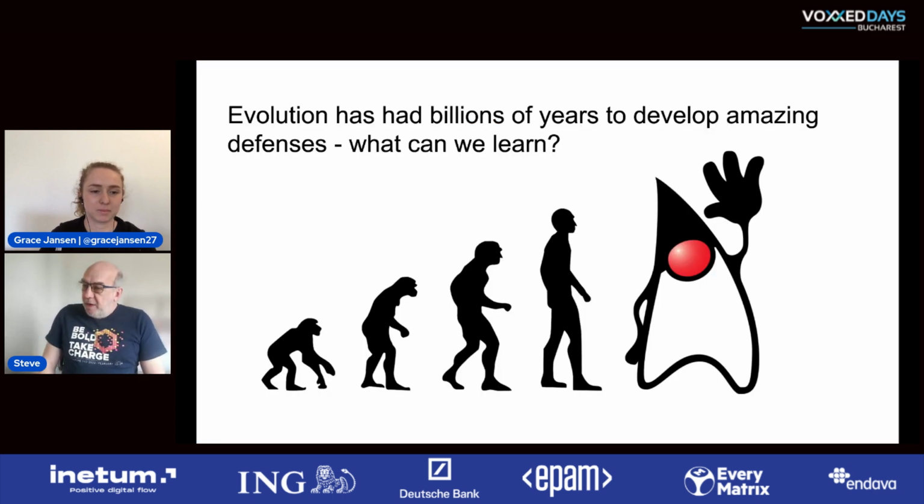Okay. So we will be learning a lot. We are obviously, as Java developers, quite disadvantaged because evolution has had a head start, quite a big head start. But hopefully we can draw something fun from it.